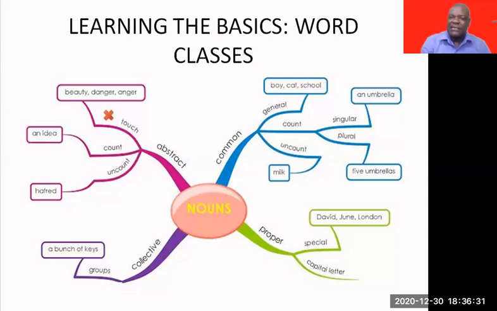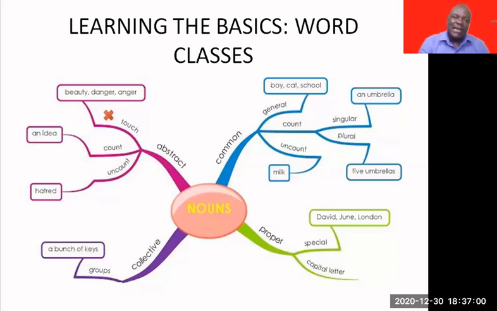Then when you look at an uncountable noun, you see that milk cannot be counted. Of course, you can count boys, cats, and schools. Then this subdivides into singular and plural. An umbrella, 5 umbrellas, all right? We are just talking about one aspect of the word classes, nouns.